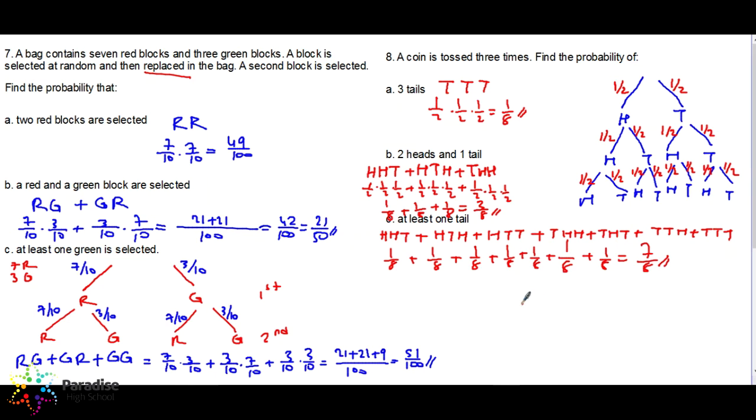The second way is, there is only one possible outcome which doesn't have a tail. That is HHH. If I take away the probability of that from 1, because the maximum probability is 1, I will get the probability of at least having one tail. So 1 minus, what is the probability of HHH? 1 over 8. So the answer is again 7 over 8. You can answer it two different ways.